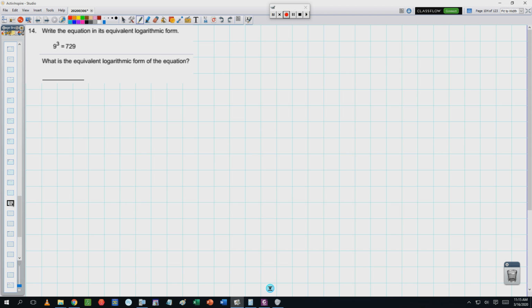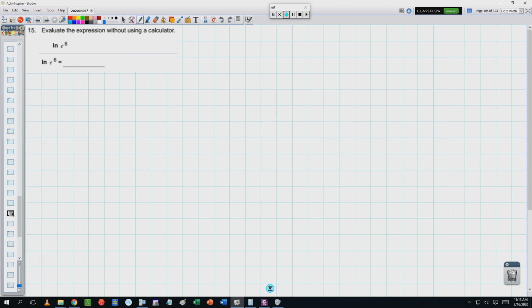Write the equation in its equivalent logarithmic form. So we're going to have the log of something is equal to 3, showcasing that power of 3. Your base will be the 9 that the 3 turns into, 729.